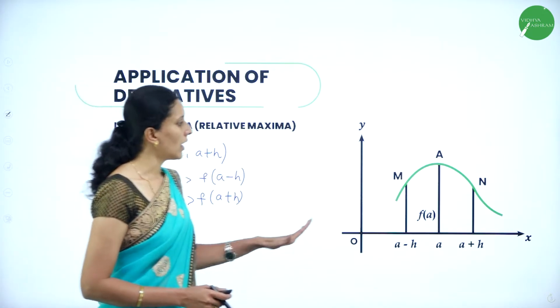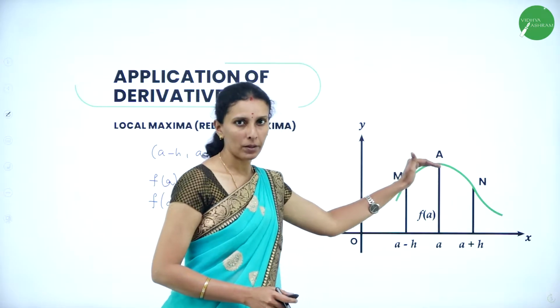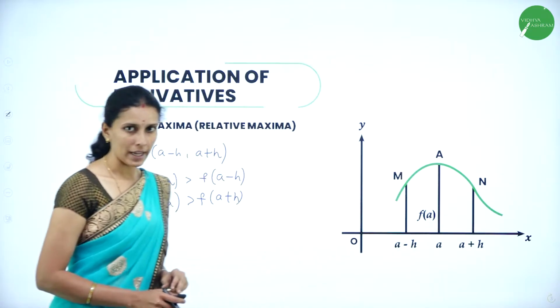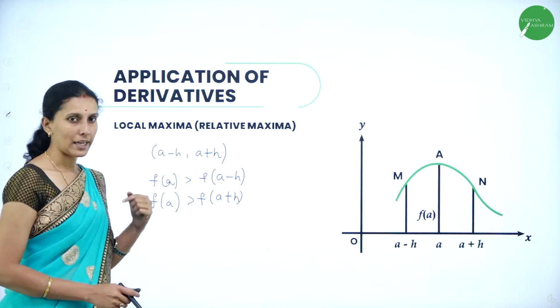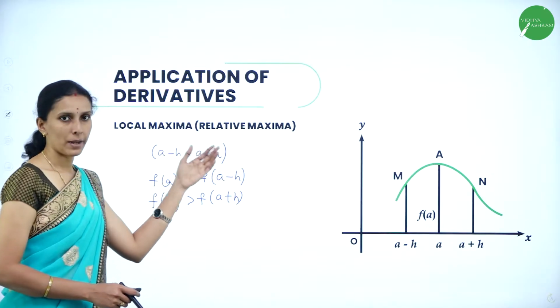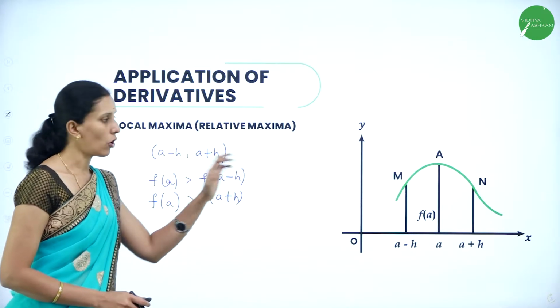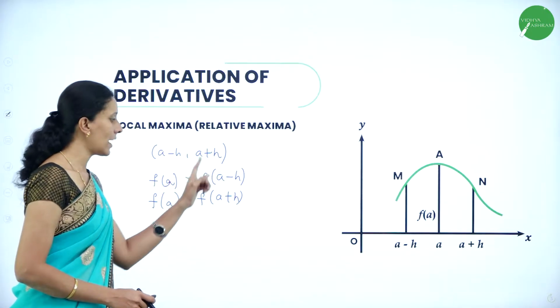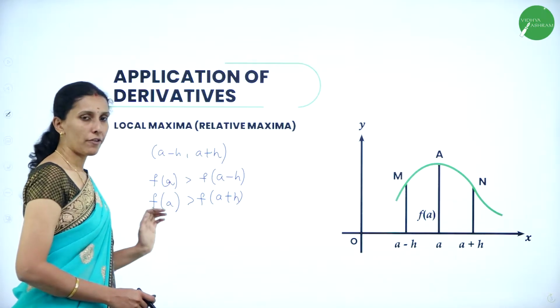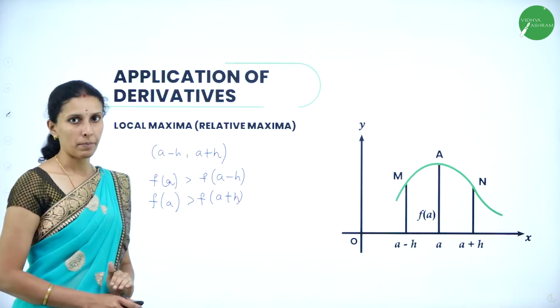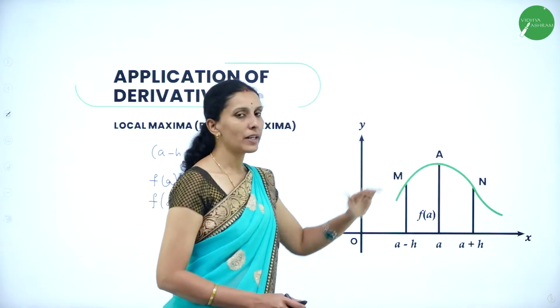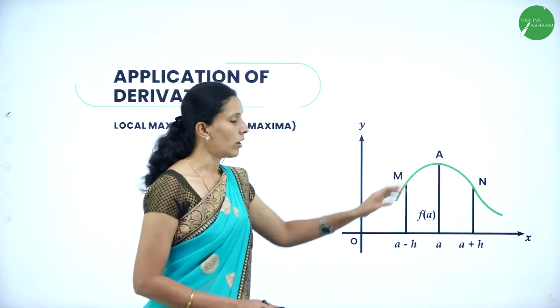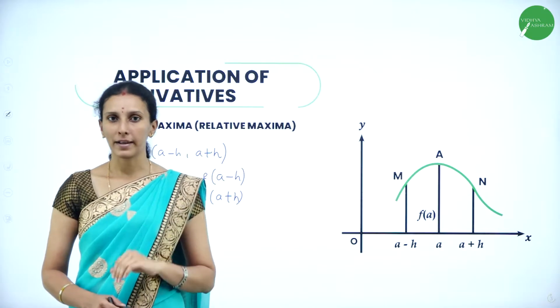So therefore, a curve is said to attain a local maxima at a point A where there exists an interval a minus h comma a plus h, which are the neighborhood of the point A. Then f of a is greater than f of a minus h, f of a is also greater than f of a plus h. Since this will be the maximum value, it is called the point of local maxima.